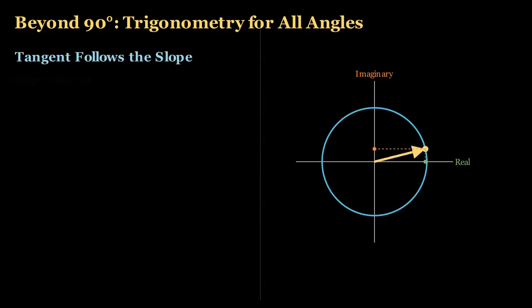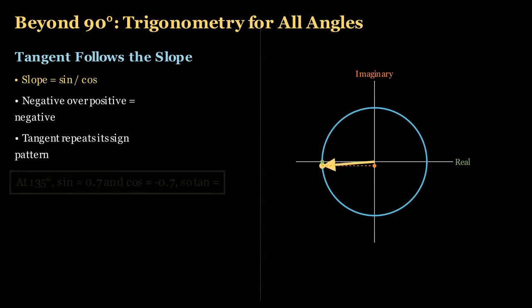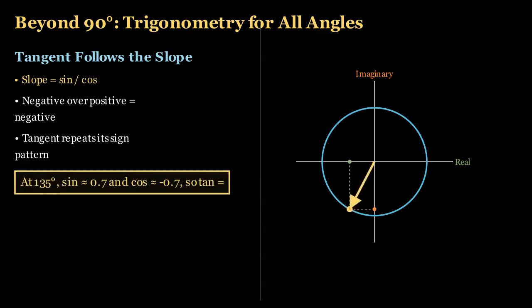Tangent is just the slope of the radius. In quadrant 2, a positive sine divided by a negative cosine gives a negative slope. The sine pattern, positive, negative, positive, negative, emerges naturally from the coordinates.